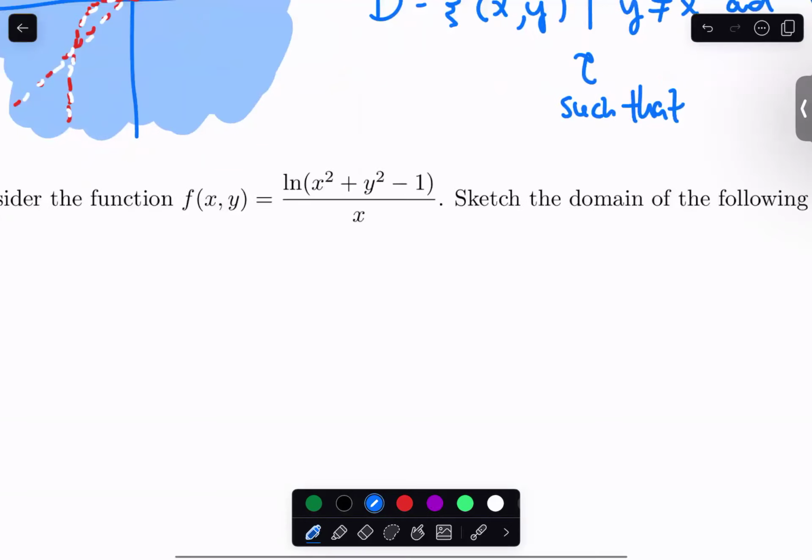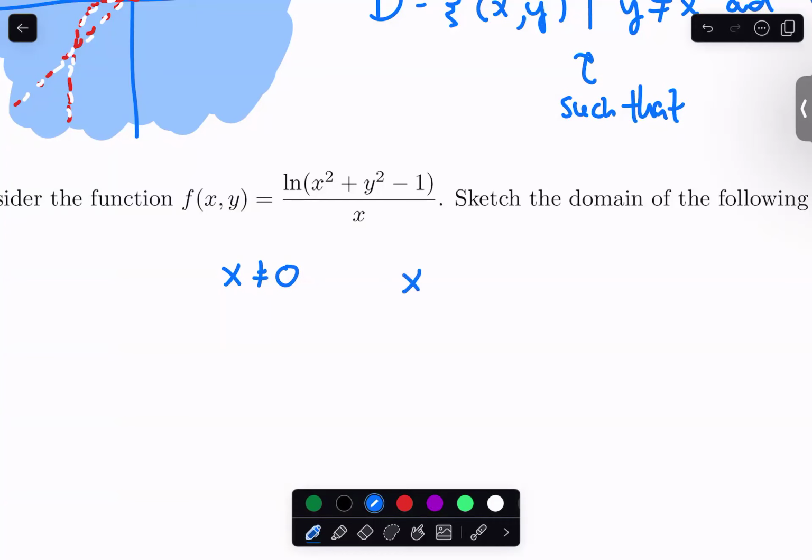The first thing is that I have a place where I would be dividing by 0. If X was equal to 0, that should not be in my domain. And then the other thing that I see here is that I have a logarithm. So I want to make sure whatever I feed into that logarithm should not be negative and it should not be 0. So it must be positive.